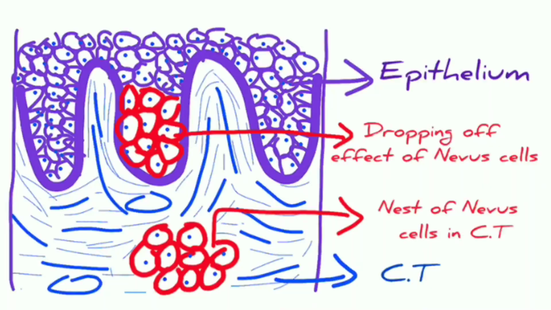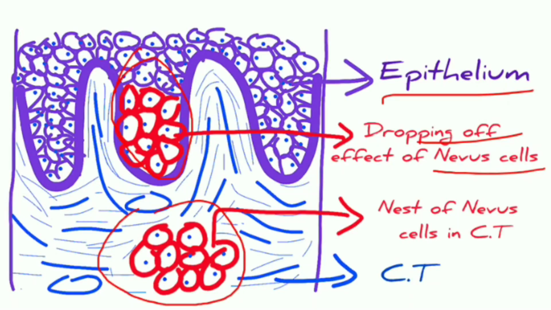Now let us understand with the help of this diagram. As you can see, this is epithelium. Here the nevus cells are present in the epithelium, resembling the junctional nevus, and it gives a dropping off effect of nevus cells from the epithelium. You can see here the nests of nevus cells present in the connective tissue, and this is our connective tissue stroma in which these nevus cells are suspended. So this is the typical diagrammatic presentation of compound nevus, which shows both junctional nevus features as well as intramucosal or intradermal features.